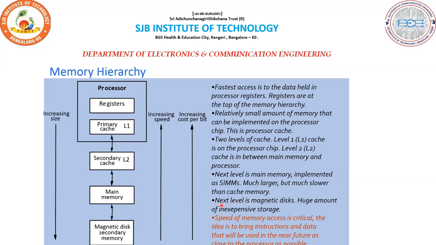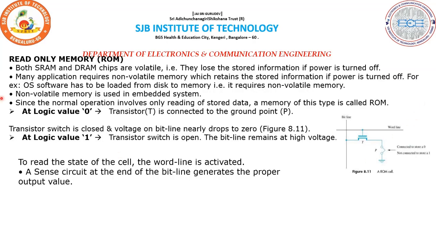The next level is the magnetic disk, a huge amount of inexpensive storage. The speed of memory access is critical, and the idea is to bring the instructions and data that will be used in the near future as close to the processor as possible. So that is the read-only memory.